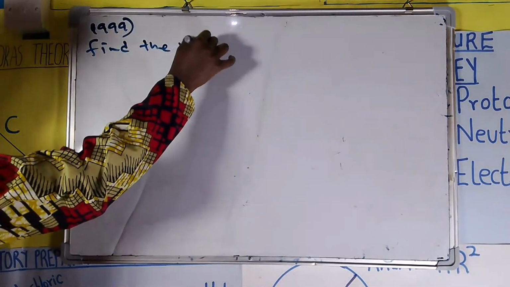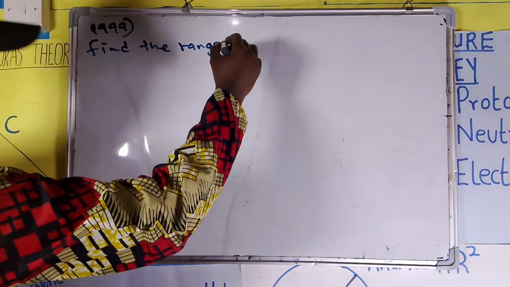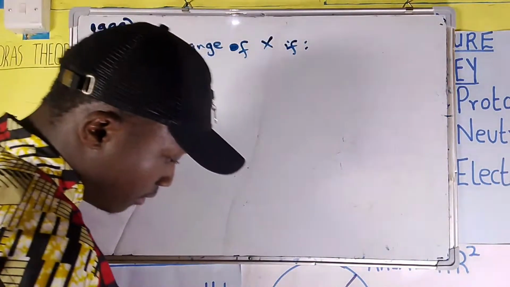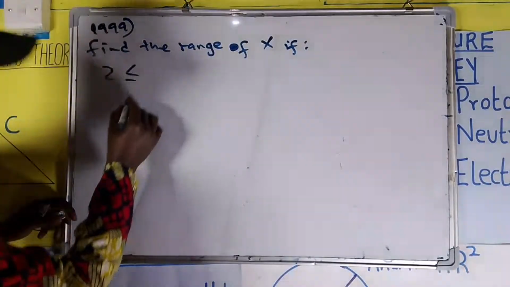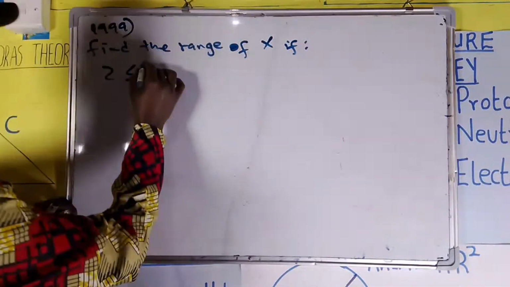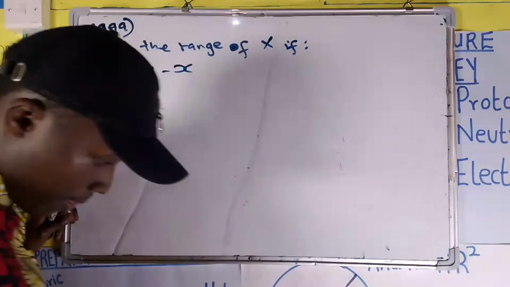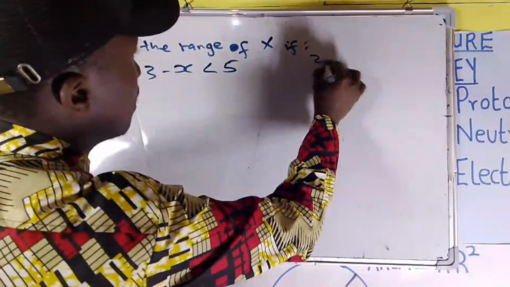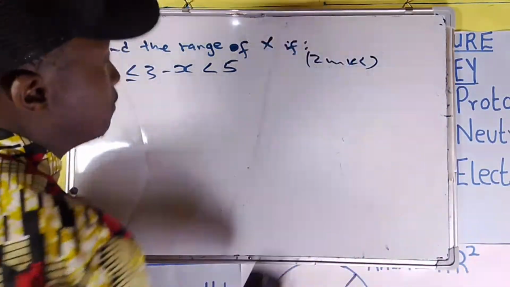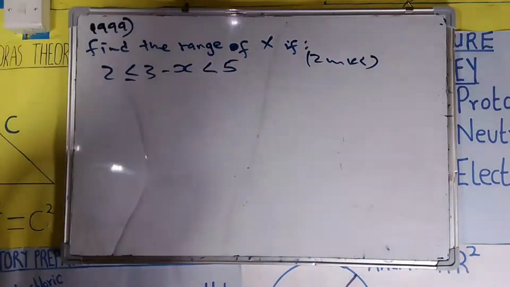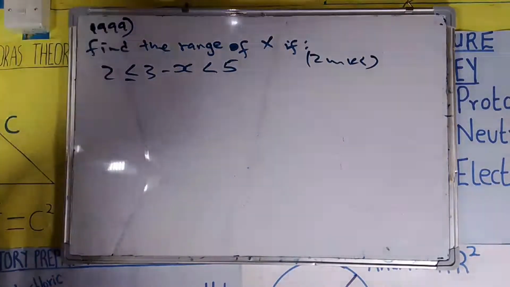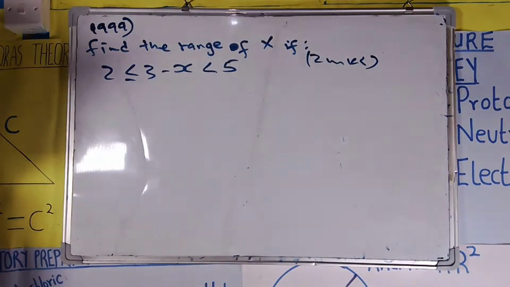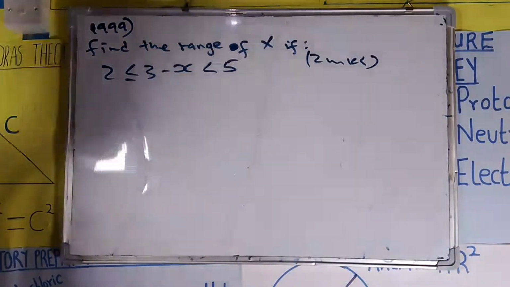Find the range of x if 2 is less than or equal to 3 minus x is less than 5. 2 marks. Let's get to do that one. 2 is less than or equal to 3 minus x is less than 5. So let's get to do this one.